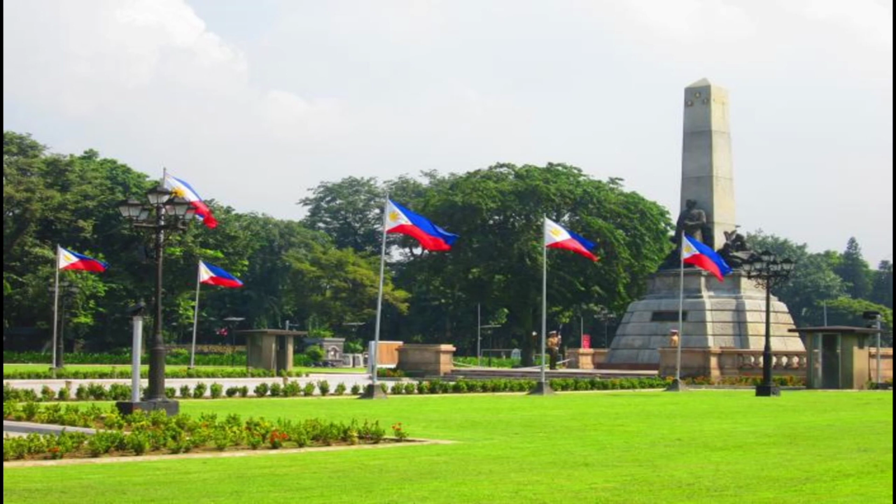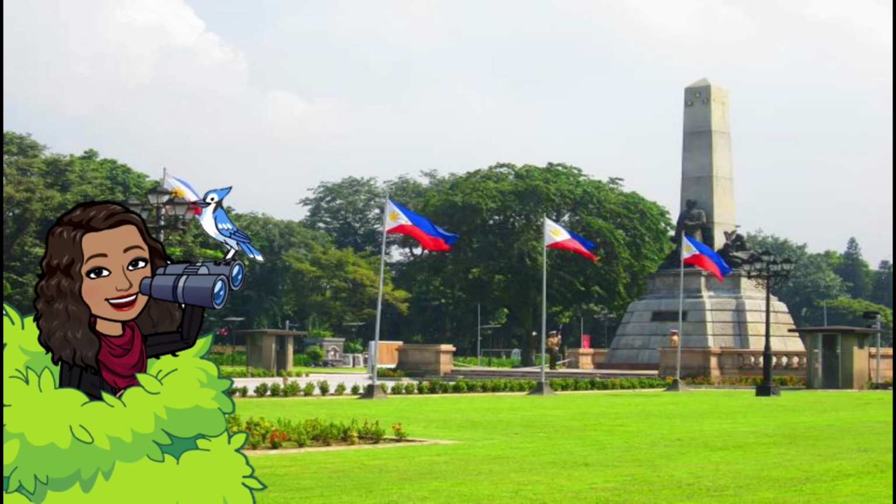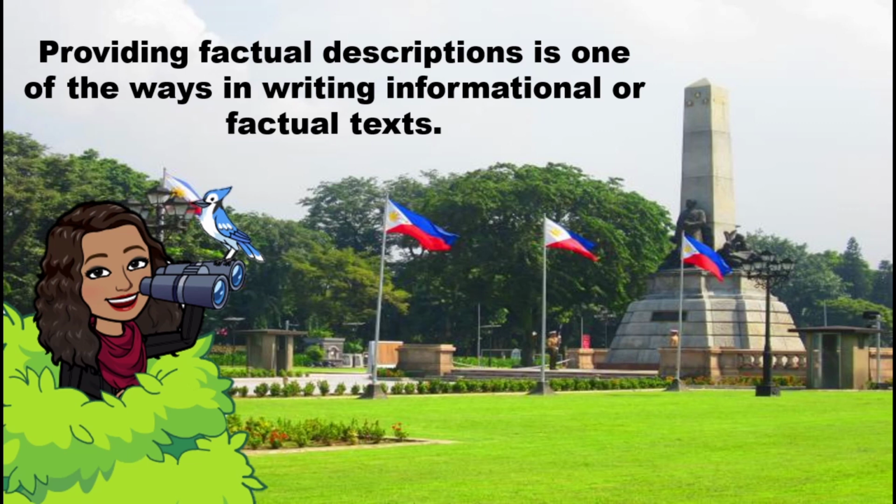Take a look at this picture. This is the Luneta Park. Can you enumerate some facts about it? Did you know that by using facts or simply describing this place, you will be able to write a text or paragraph that provides factual information on the given picture? That's right! Providing factual description is one of the ways in writing informational or factual texts.